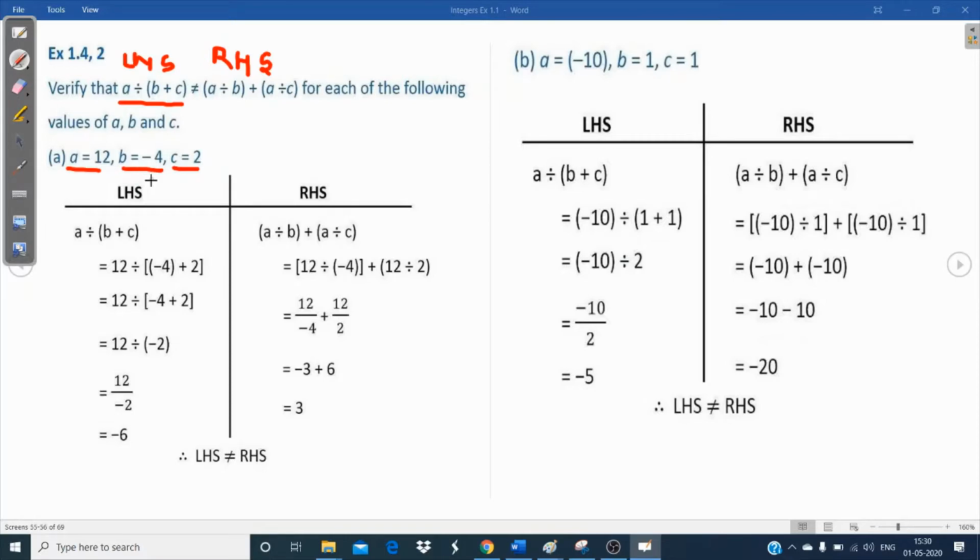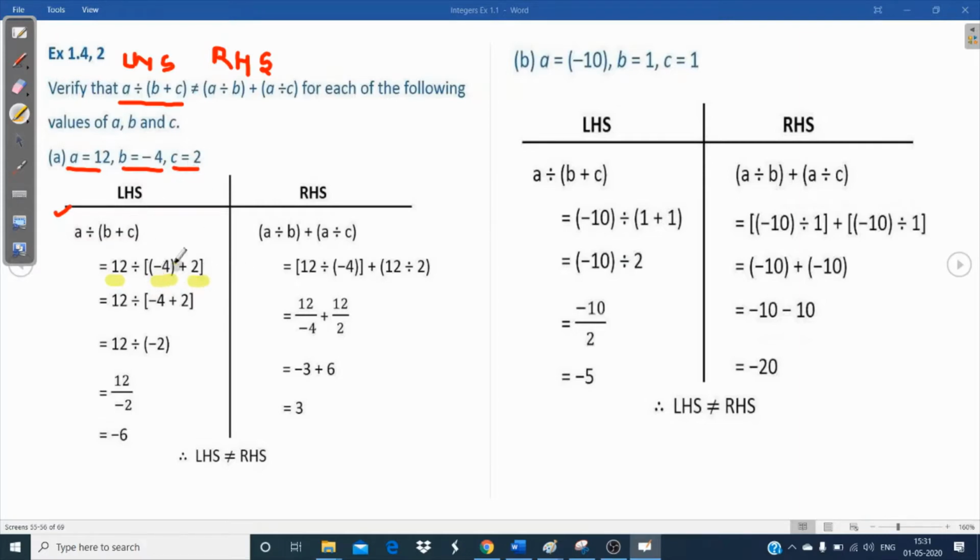Now we'll solve LHS separately and RHS separately. So first we'll solve LHS, a divided by the sum of b plus c. We substitute the value of a: 12 divided by, now in the bracket, what is the value of b? Minus 4. Plus sign as it is, what is the value of c? 2.